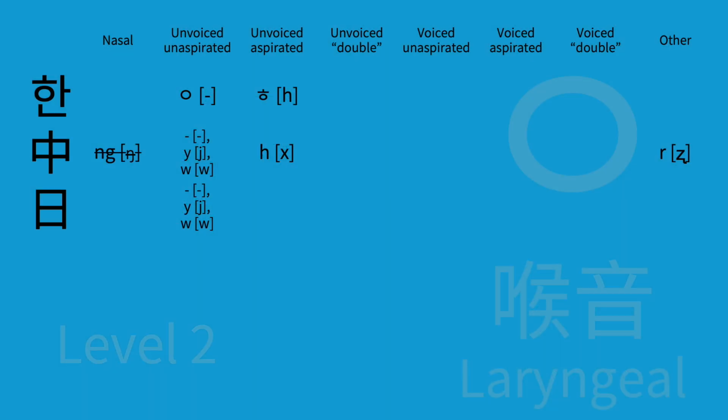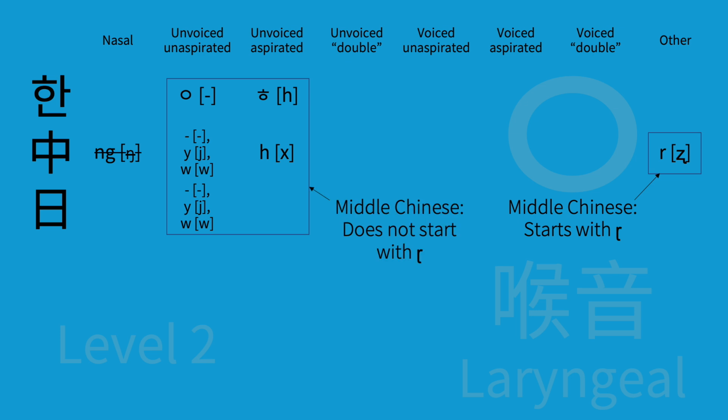The fifth group of laryngeal consonants can be further divided into 2 subgroups. One subgroup contains characters whose initial consonant was R in Middle Chinese. The other subgroup contains all other characters beginning with laryngeal consonants. For characters in the first subgroup, most begin in Mandarin with R, while others have no initial consonant at all.